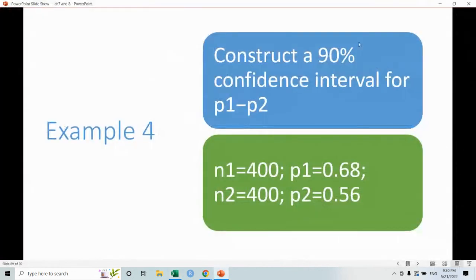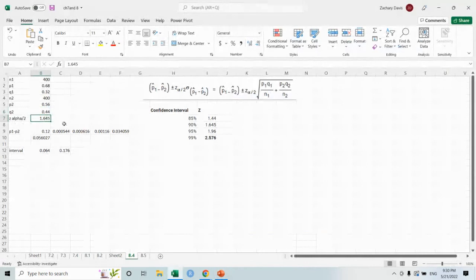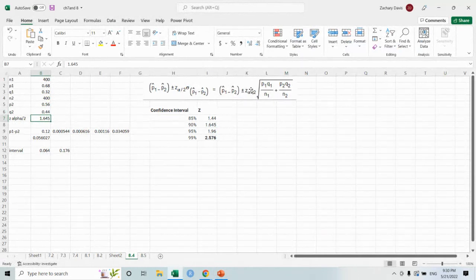We're looking at a 90% confidence interval, so our Z alpha/2 is going to be 1.645. We have this really long formula here that we need to calculate out. I've also given you the values for Z alpha/2, so you can see if it was 95%, you'd use 1.96. If it was 99%, then you'd use 2.576. But we're interested in a 90% confidence interval, so you use 1.645.